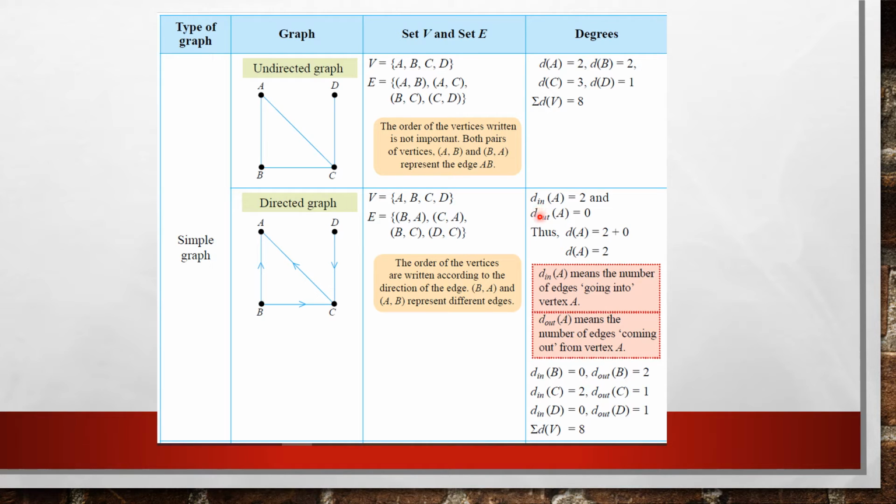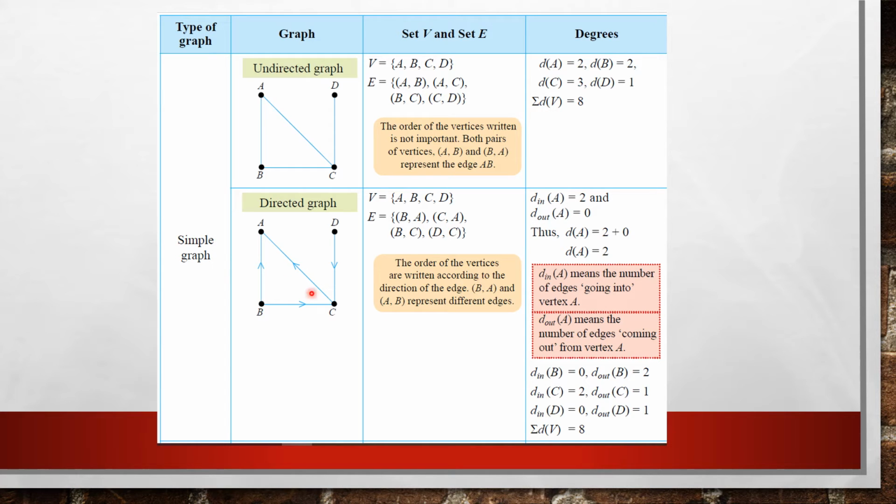For a directed graph, you have 2 types of degree. One is degree in, another one is degree out. What is degree in? That means when the arrow comes into A. Degree in for vertex A is the line with arrow that comes into A. So for A you have 2 lines, and for both lines the arrows are coming into A. So degree in A is 2.